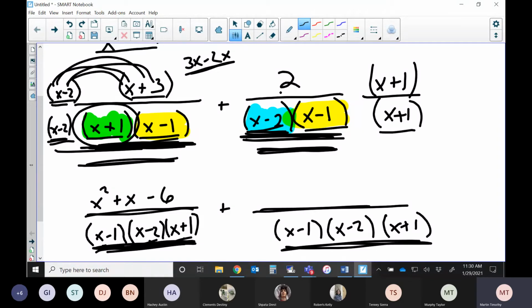Then I do the same kind of thing over here, except all I do is distribute the 2 because it's only one term up there. So 2x plus 2.